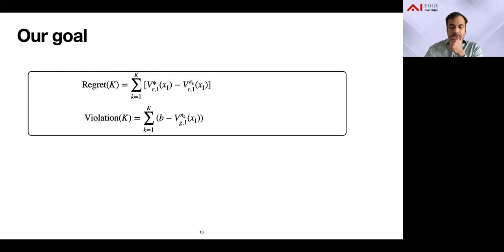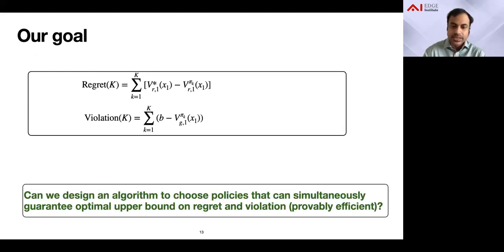So this leaves the question: can we design an algorithm to choose policies that can simultaneously guarantee an optimal upper bound on regret and violation? This is the provably efficient guarantee. I do not want only some kind of guarantee on the regret; I also want some kind of guarantee on the violation. This is what differs from the unconstrained case.